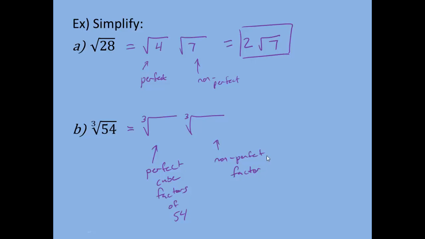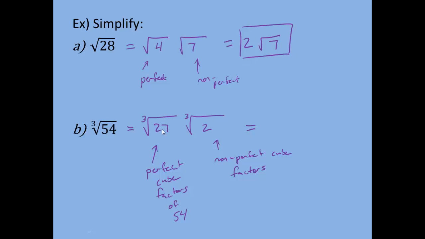Right, or the non-perfect cube factors, maybe I should say. If I'm looking for the perfect cube factors of 54, you want the highest factor of 54 that's a perfect cube, and that would be 27, because 3 times 3 times 3 gives you 27. So 27 is a perfect cube and a factor of 54, so we want 27 times 2.